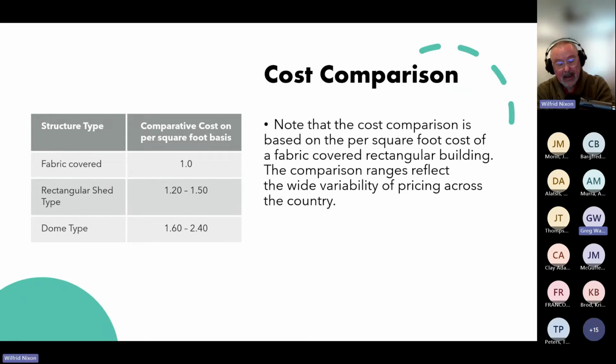There is clearly a wide range here, and that range reflects the wide variability of pricing across the country. It's not clear that all of these structure types are necessarily equally available all the way across the country. So that too is a factor to consider. We do not have useful data on whether or not they are widely available. So that is a concern when it comes to comparing the cost on a square foot basis.